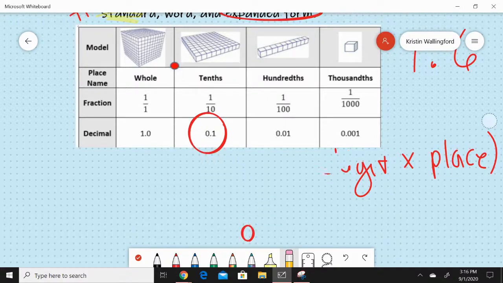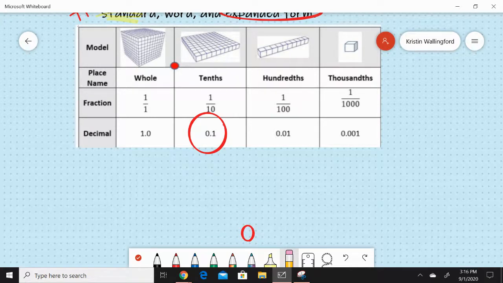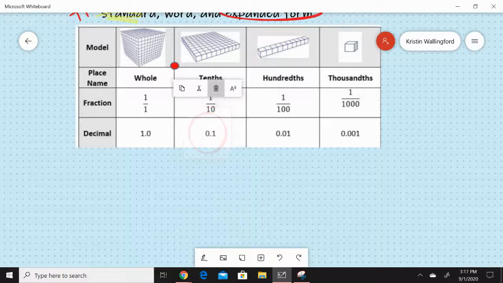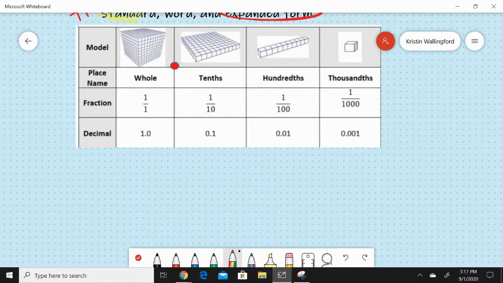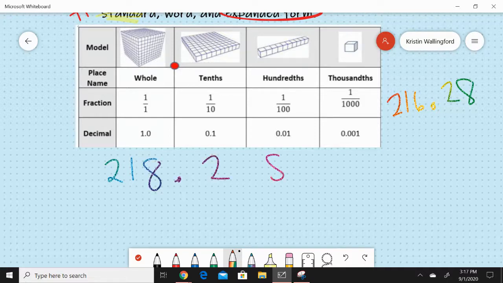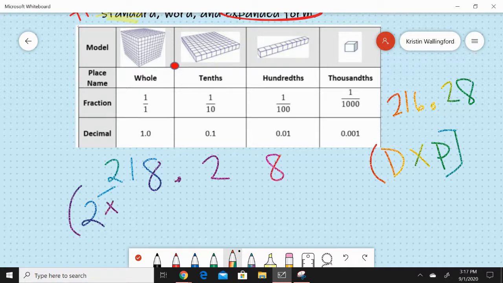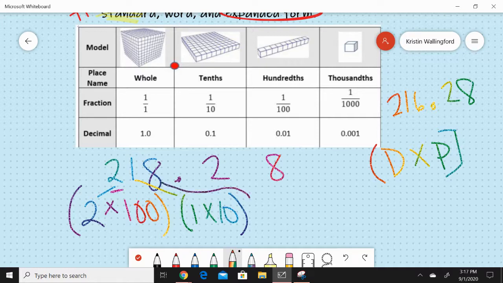All right, let's do another one that's a little bit bigger. Let me get out the rainbow marker. Makes me feel good. Okay, so let's do 216 and 28 hundredths. So step 1, put it in here. So this is kind of a long one. Remember, digit times the place. So our digit is a 2. We're going to times it by the place. It's in the hundreds place. Okay, then you have a 1, and it's in the tens place. You have an 8, and it's in the ones place. Then we get to your decimals.